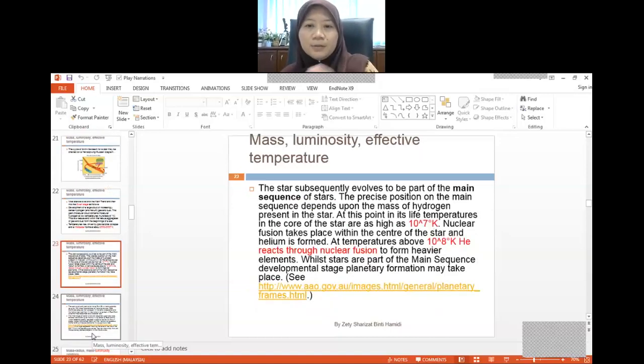So we move to the main sequence. This is the dominant stage, and subsequently the stars evolve. In terms of the core temperature, it will increase up to 10 to the power of 7 Kelvin. So it is millions of degrees, and the nuclear fusion process will take place, increasing up to 10 to the power of 8 Kelvin, which produces helium in terms of nuclear fusion. So although we talk about the main sequence as the mid age, the temperature is still very, very high.